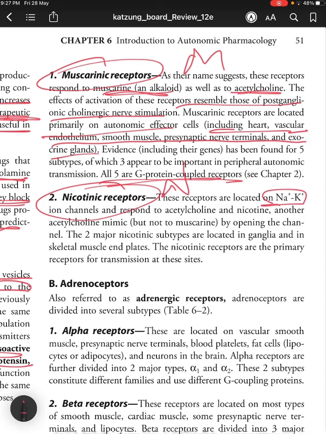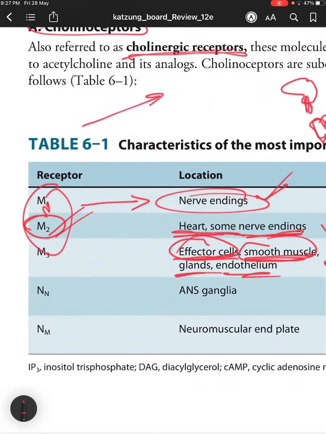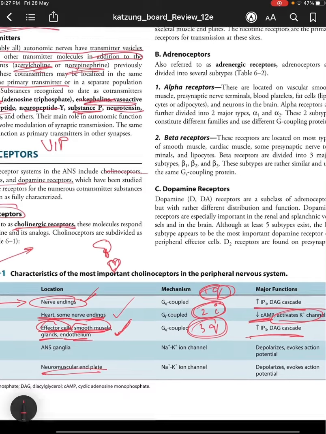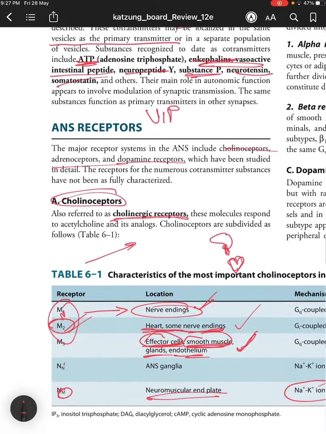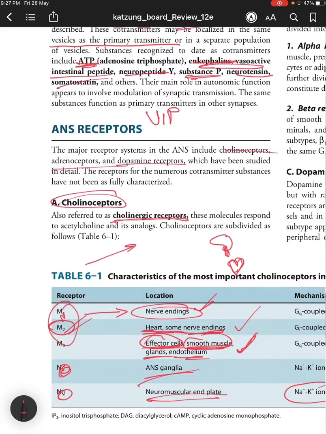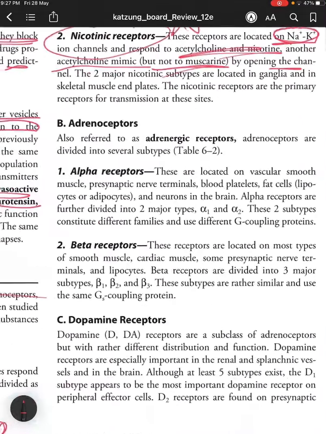Now coming to nicotinic receptors, they are Na plus K plus ion channels and they respond to acetylcholine and nicotine, another acetylcholine mimic, but not to muscarine. They open the channel. The 2 types of nicotinic receptors are NN and NM. M for muscle, right? So it is at the neuromuscular end plate, the NMJ, neuromuscular junction. The mechanism: the Na plus K plus ion channel causes depolarization and evokes an action potential. All nicotinic receptors do that. And NN is present in the nervous component, that is, the ANS ganglia.